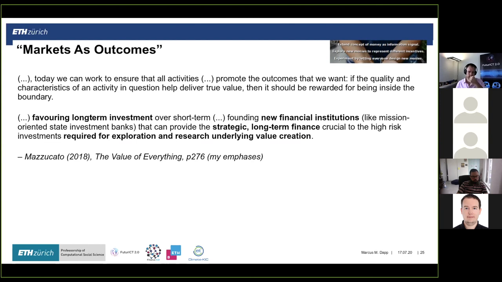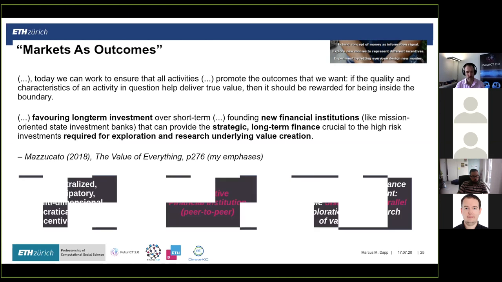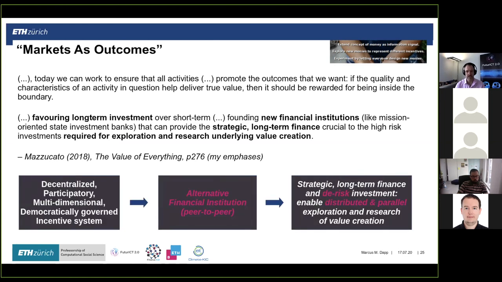And the second quote I give here, the emphasis is mine, but anyway, is about favoring long-term investment over short-term. We can fund new financial institutions, and she gives an example of mission-oriented state investment banks. She's still thinking in centralized solutions, but that's fine. And it's about strategic long-term finance, because we need exploration and research of these new underlying value creation mechanisms. And of course, our contribution here is to add this decentralized element, right?